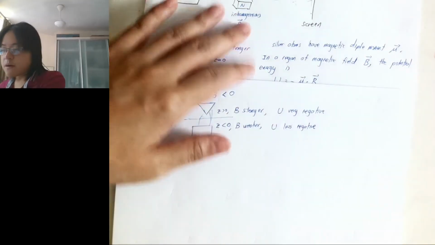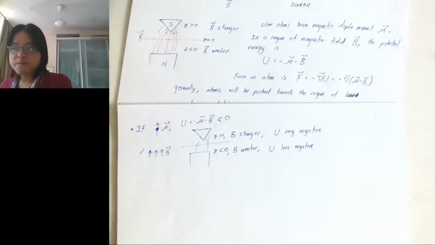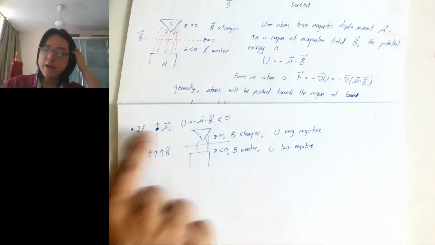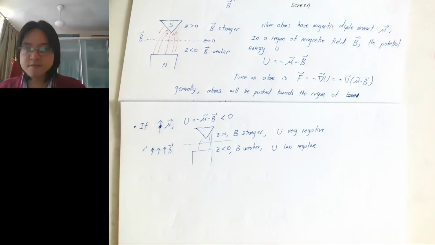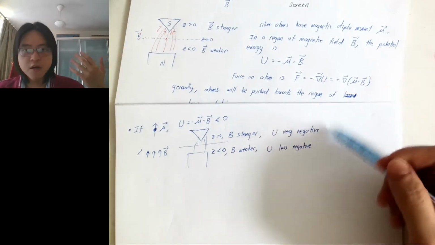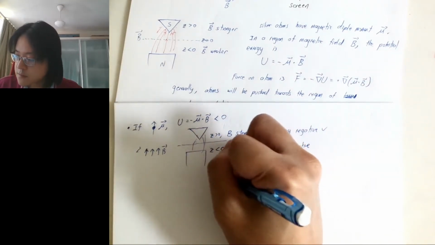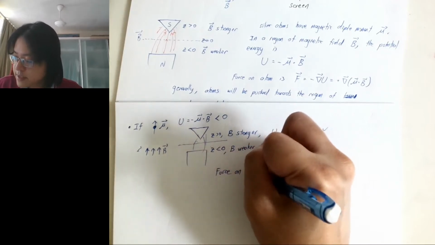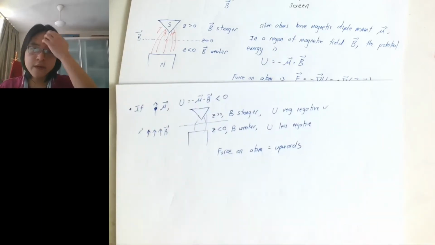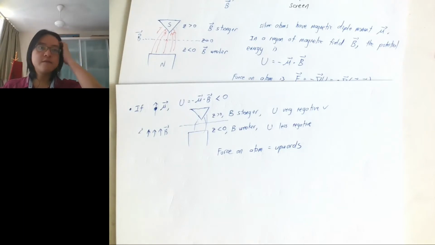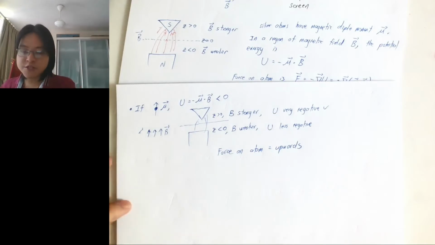Now I have reminded you that force will push the particle to a region of low potential. Where will the particle go if the spin is pointing up? Can you guess? It will get pushed to a region of lower potential. So the force on the particle in this case is upwards, because this part is where it has the lower potential energy.